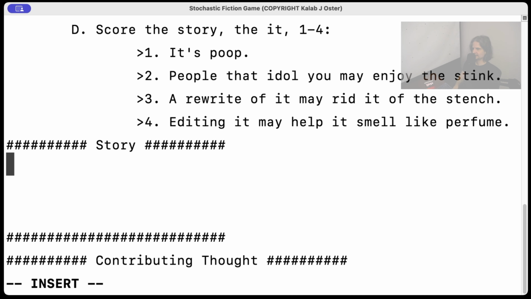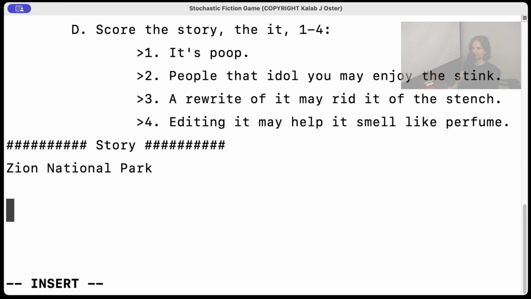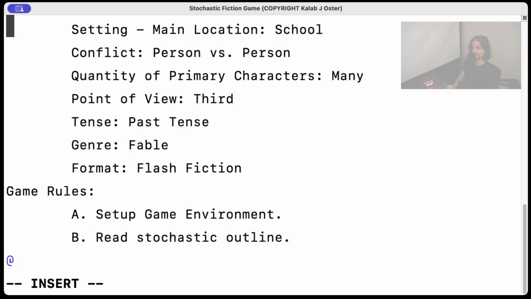I think that's it. Yeah. I think I'm going to go Zion National Park. Let's do that. Let's call it. I would never usually name it first, but I like the idea of Zion. I'm going to start with the title. This is going to work out. I like this so far. So just make sure I got everything.